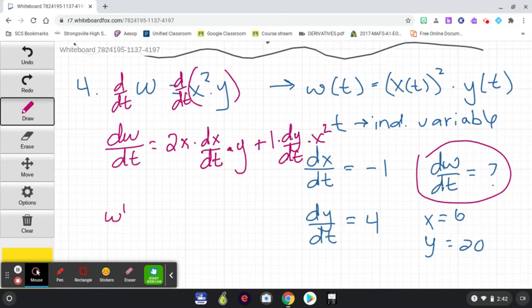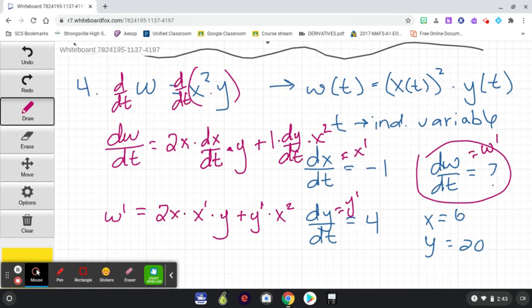And again, you could have written this as w prime equals 2x times x prime times y plus y prime times x squared. Those all mean the same thing. So whatever is easiest for you, you do you. dx/dt I wrote off to the side. That's the same as x prime. dy/dt is y prime. dw/dt is w prime. So whatever works best for you.